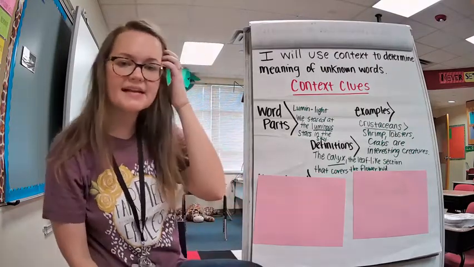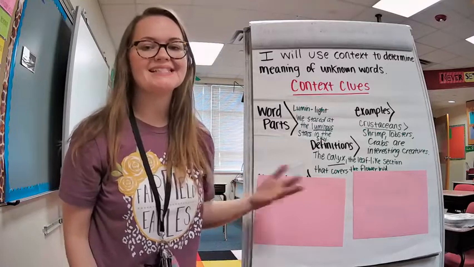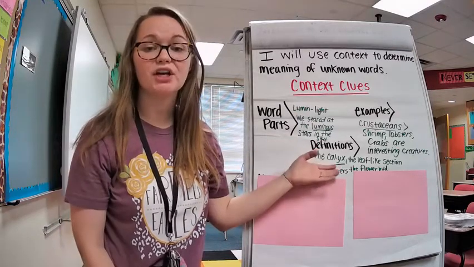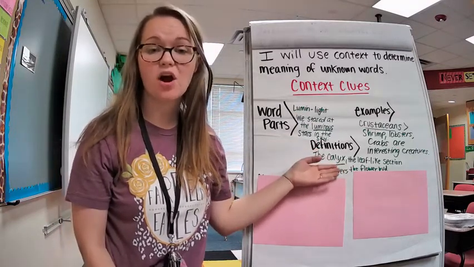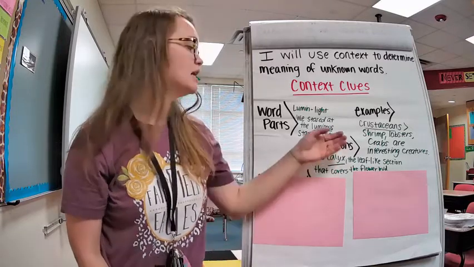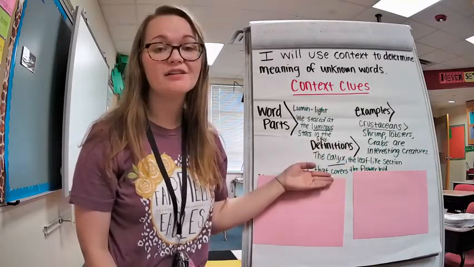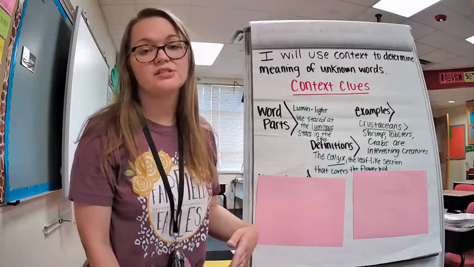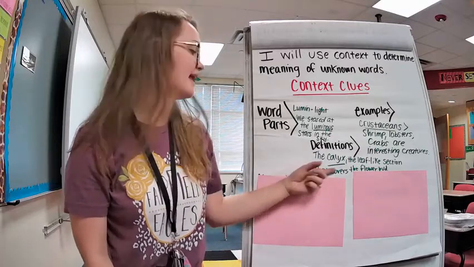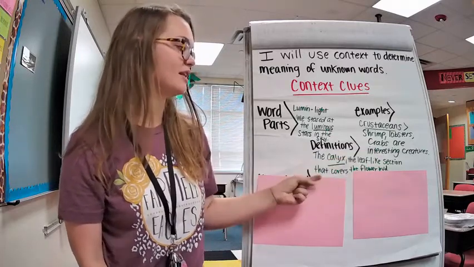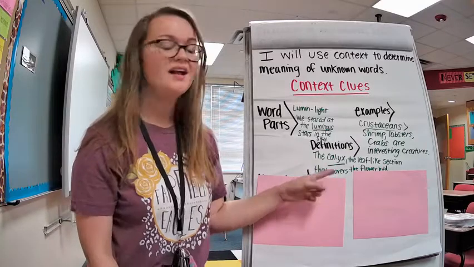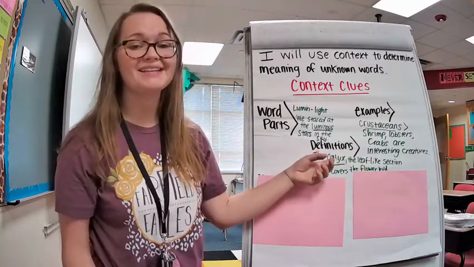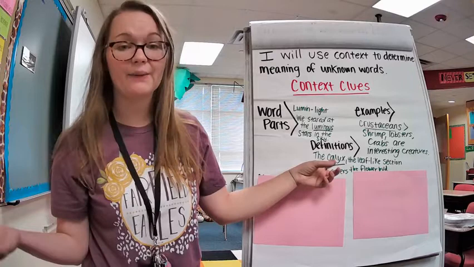The next type of context clue that an author might use is a definition. Sometimes the author knows that a word might be hard for the readers to understand, so they will give you the definition of that word so that you can better understand it. For example, in the sentence, the calyx, the leaf-like section that covers the flower bud, the word calyx, we may not know what that is because that's very specific to flowers.